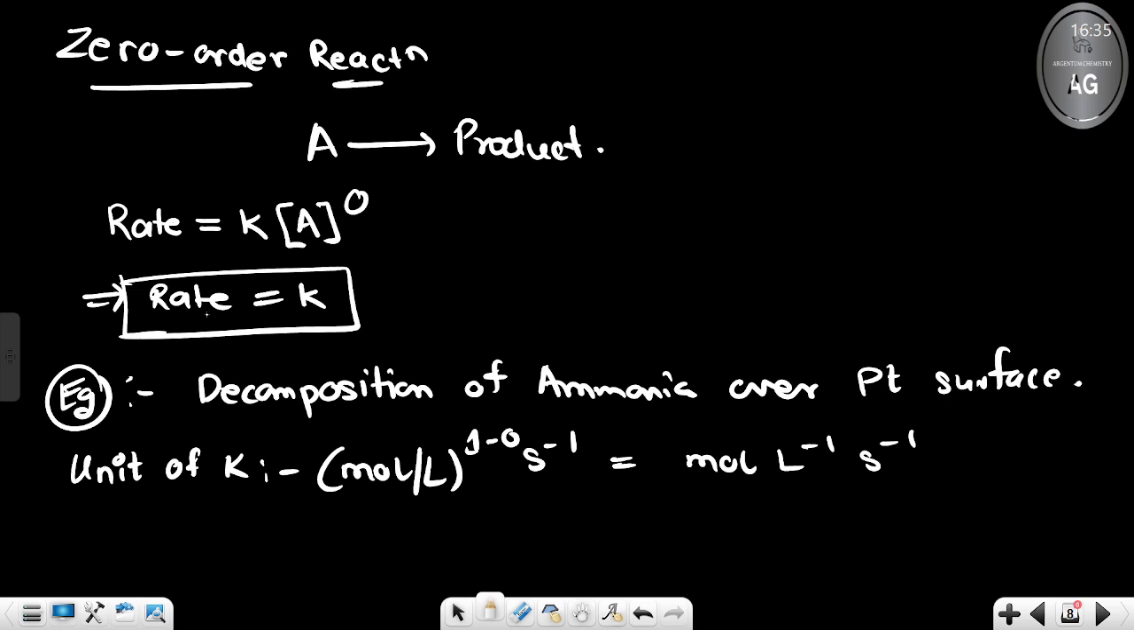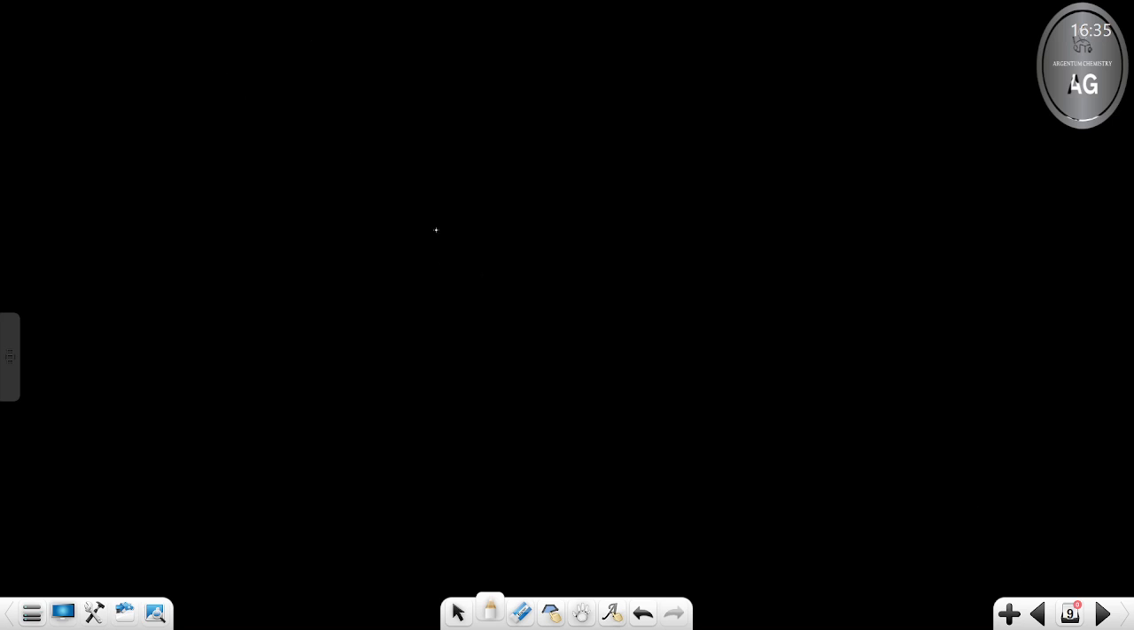We will use this equation once again. We have seen rate equals K. Now how to write this rate? We have learned in the first part of this chapter. Rate can be written as minus d[A]/dt, since the concentration of reactant decreases. So minus d[A] divided by dt equals K. This you have learned in the first part only.